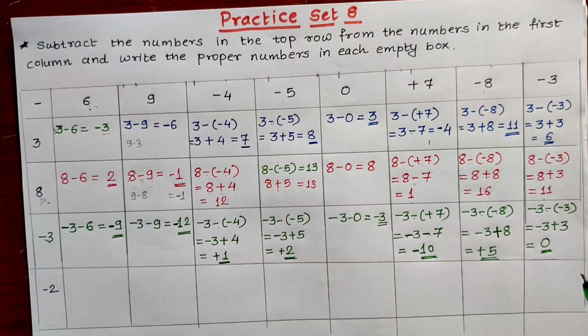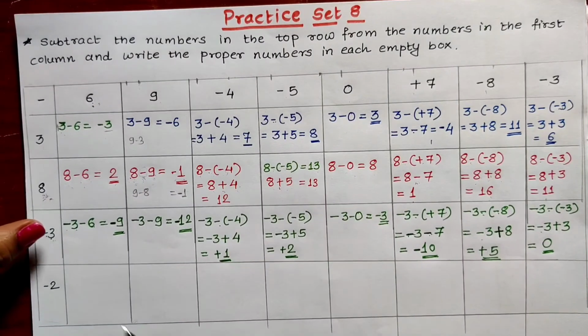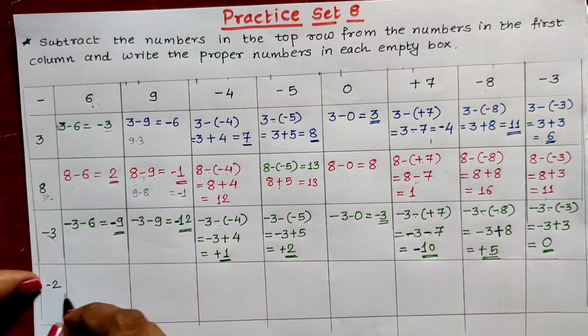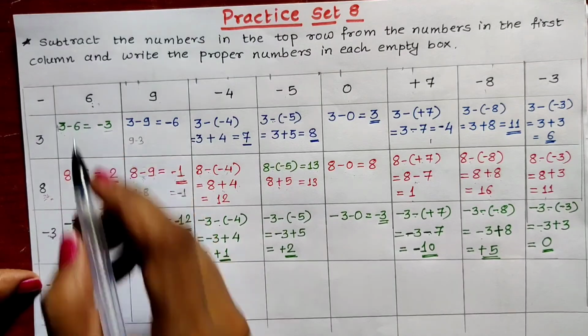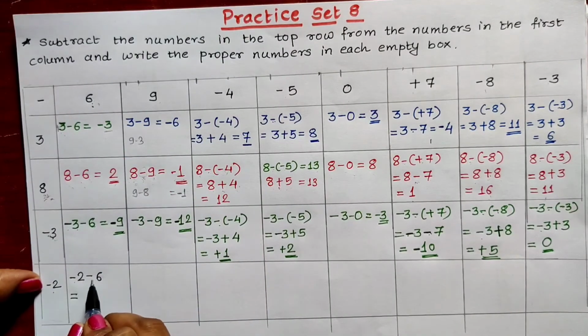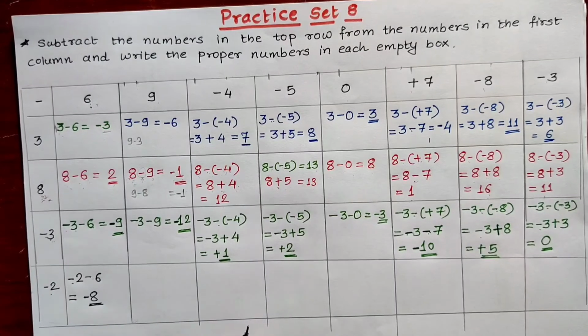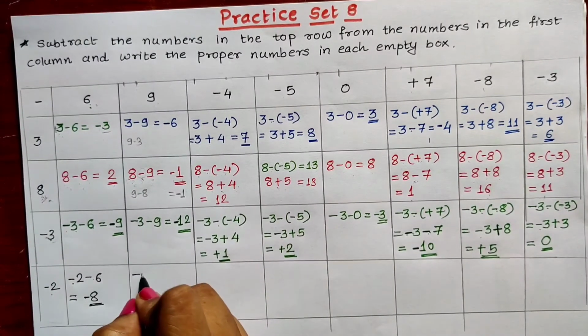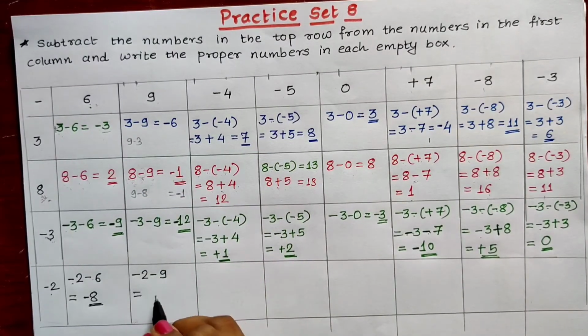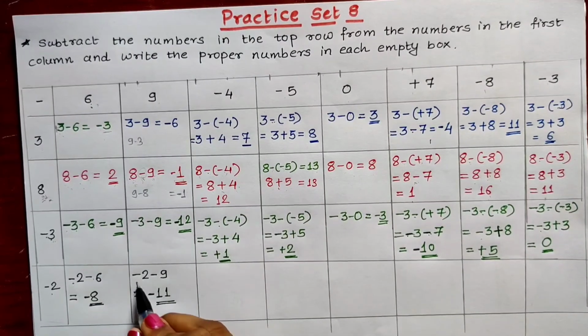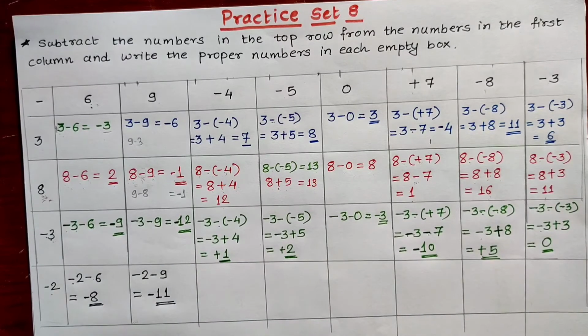Okay. Now let us go on the last column. See last column. Minus 2 minus 6. Okay. This minus 2 and this minus 6. Same sign, that means we will have to add the numbers. 2 plus 6, answer is 8. And common sign should be given to the answer. Answer is minus 8. Okay. Now minus 2 minus this 9. Same sign, that means we will have to add the numbers. 2 plus 9 is 11. Common sign should be given to the answer. Common sign is minus. Both the numbers are having minus sign, means common sign is minus.